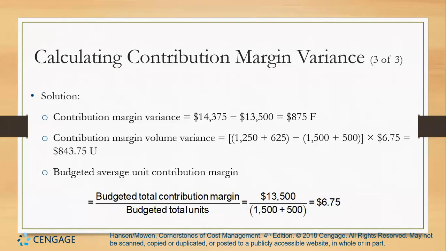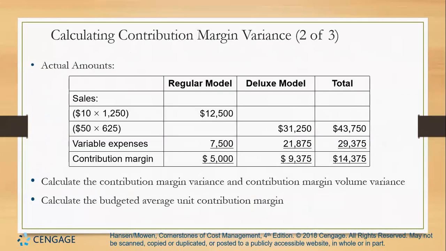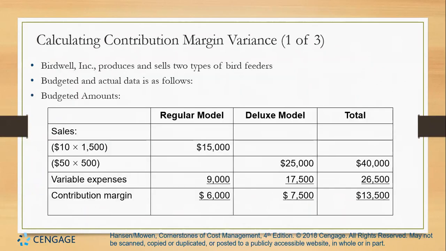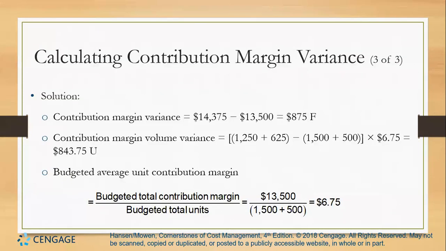So the contribution margin variance: we have 14,375, that's the total, minus 13,500. So we now get 875 favorable. The margin volume variance is 1,250 plus 625 minus 15 plus 500 times 675.